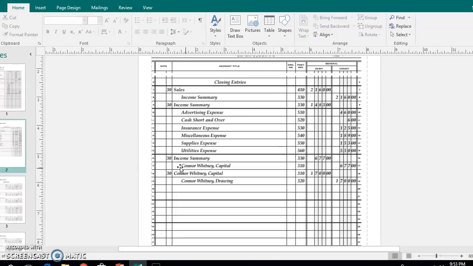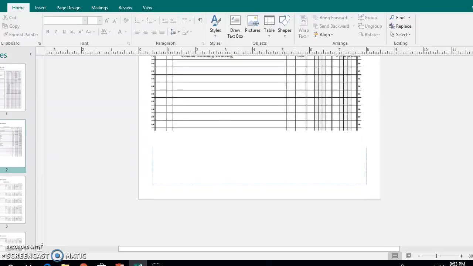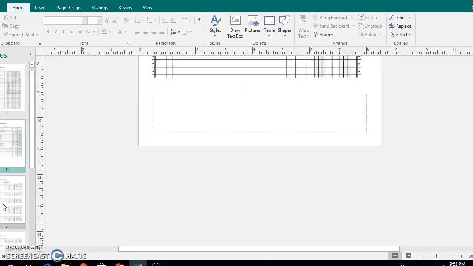And then the income summary we closed. This is basically taking these income summaries and subtracting them, but it's really your net income or net loss, and we closed it into capital. And then we have to close our drawing into our capital. Okay, so then we posted all this. So what we're going to do next is create a post-closing trial balance.